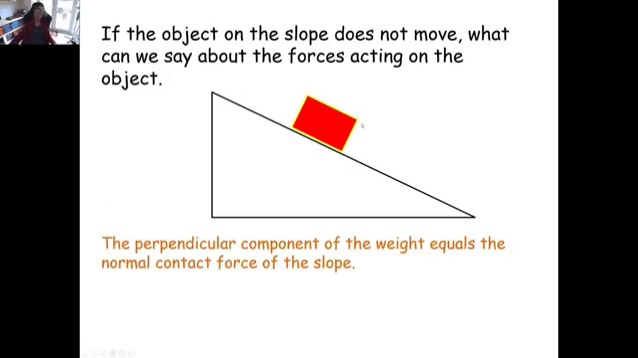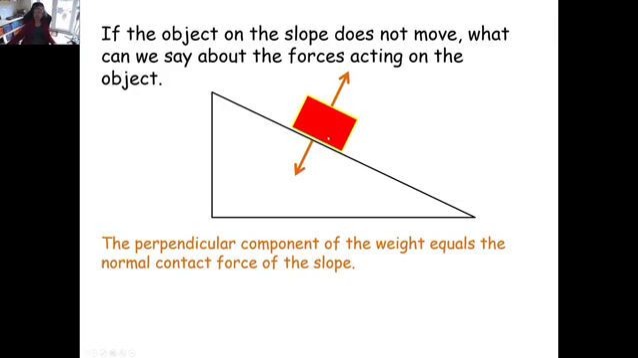The perpendicular component of the weight is going to equal the normal contact force of the slope. So remember I said the perpendicular component of the weight pushes the box into the slope, and with every action we have an equal and opposite reaction, so the slope is going to push back with an equal force, and that's called your normal contact force.